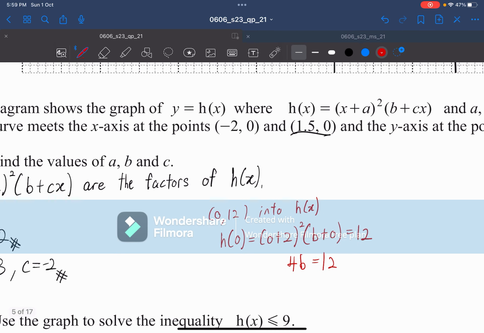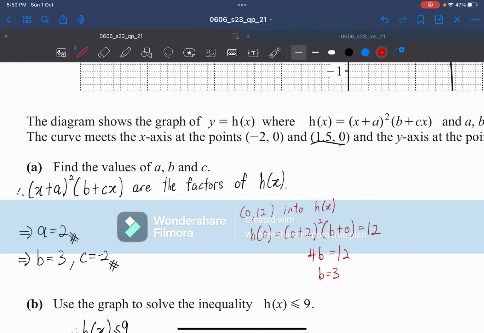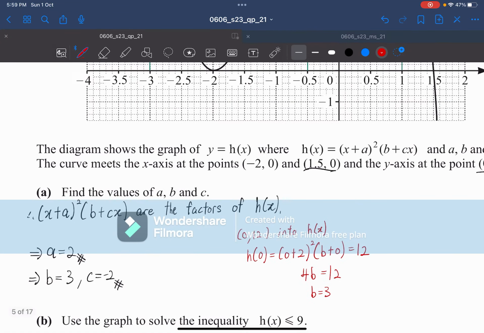So from here, we know that b must equal 3 in order for 4 times 3 to equal 12, because 12 is positive. Therefore, the negative must go to c and not b. And that's how we determine the sign, right? I know this might sound a little bit tricky, but that's how you figure it out.